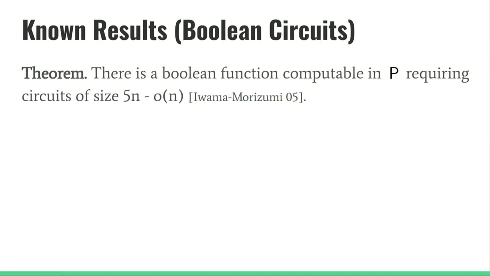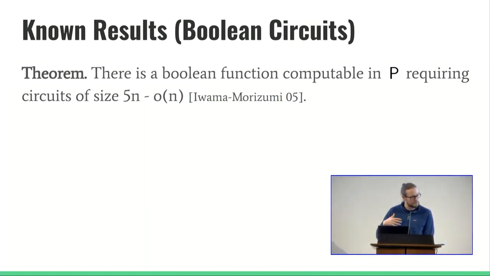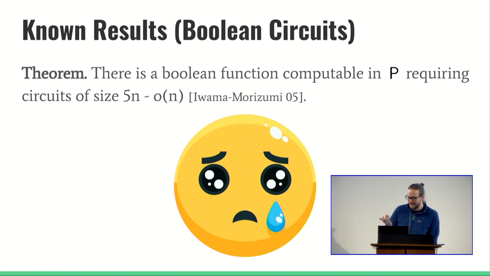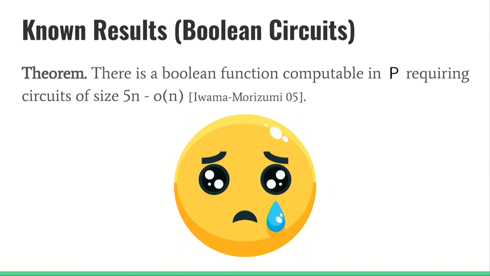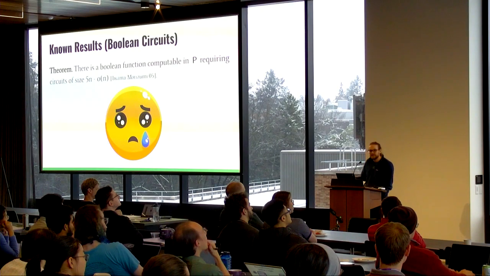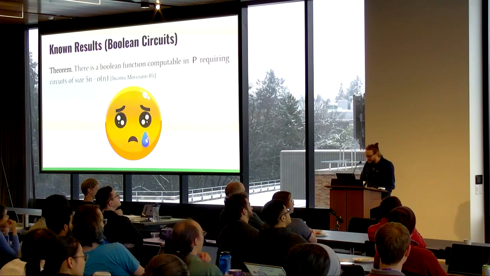Now you can ask, what happens with regular Boolean circuits? It's a sad fact that we only have linear lower bounds for Boolean circuits. And these linear lower bounds are even for a function that's computable in P, not even for a function computable in NP. So this is far away from what we expect to be true. Does that make sense? Okay.